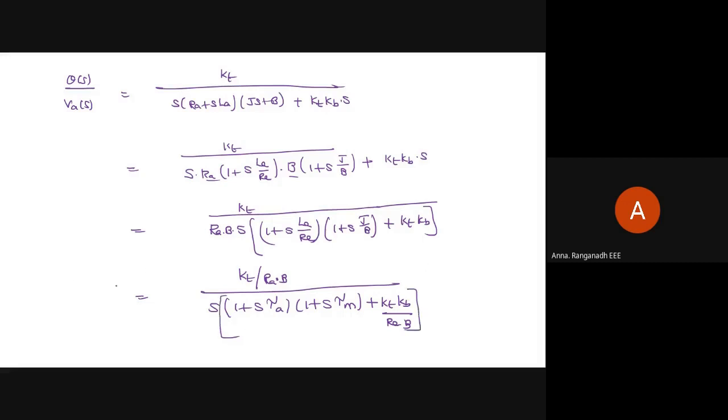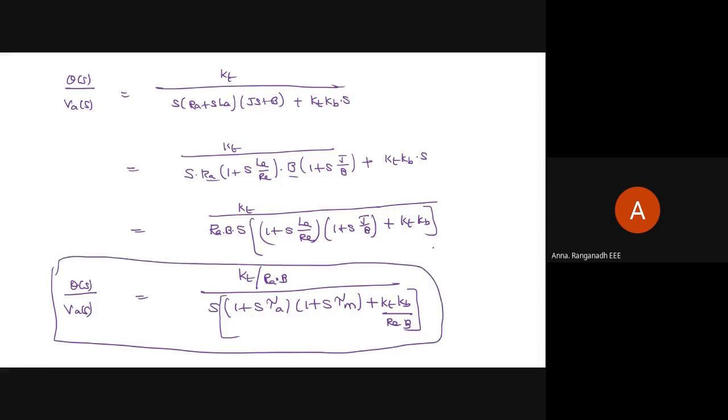This is the finalized transfer function theta of s by Va of s. In this, tau A is nothing but the armature time constant, or electrical time constant. Tau A is La by Ra, the electrical time constant. Tau M is J by B, the mechanical time constant. This is the mechanical time constant, and that is the electrical time constant. This is the complete analysis of the transfer function of the DC servo motor by using the armature controlled method.